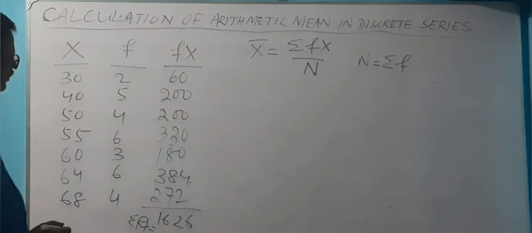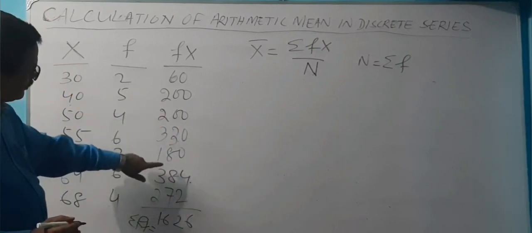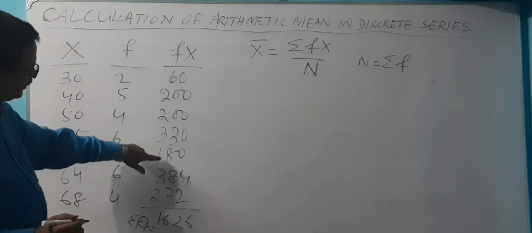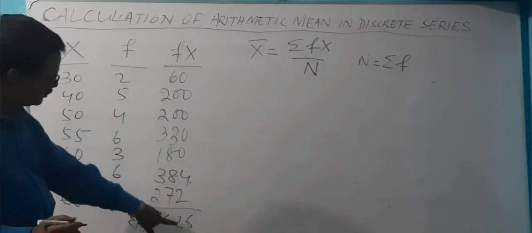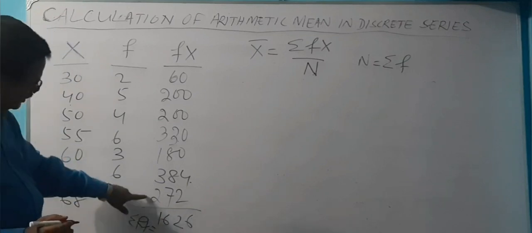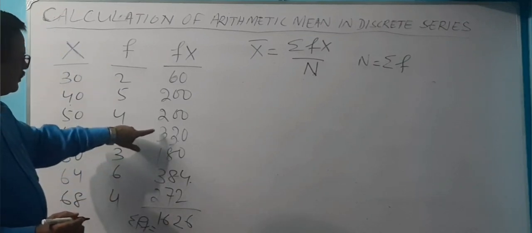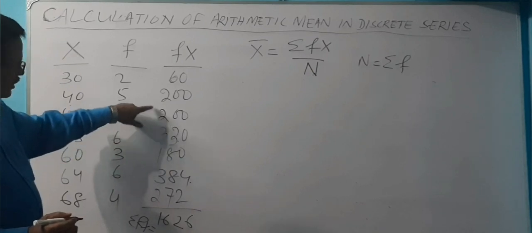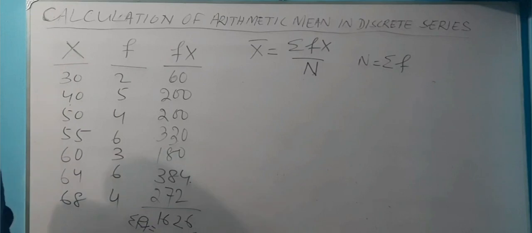Calculate again. 4, 2, 6, 8, 7, 15, 23, 26, 6, 32, so 2, here 3, 3 to 5, 3, 8, 9, 12, 14, 16. So it comes to 1626.